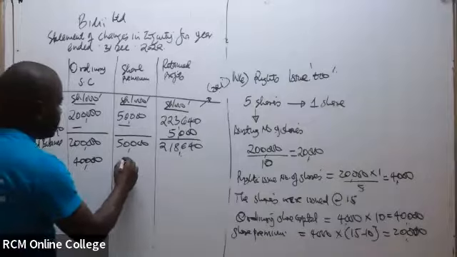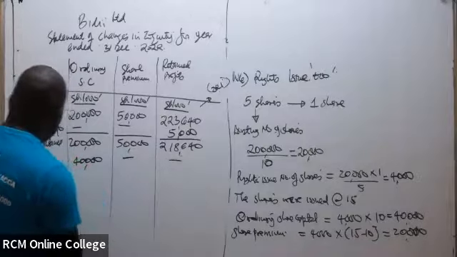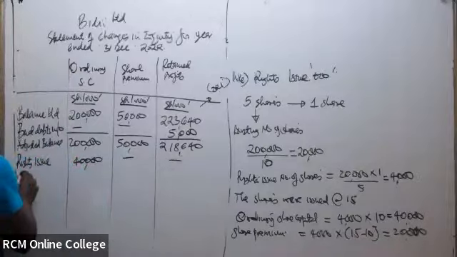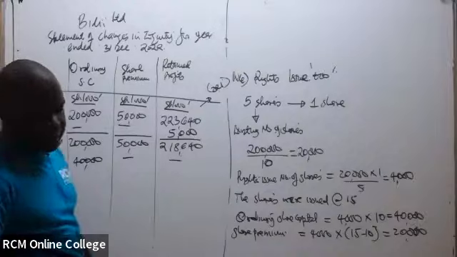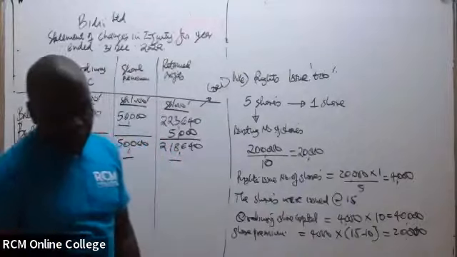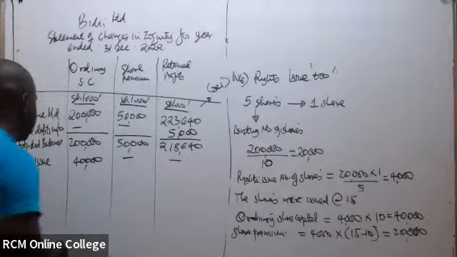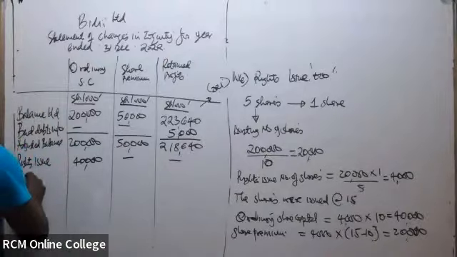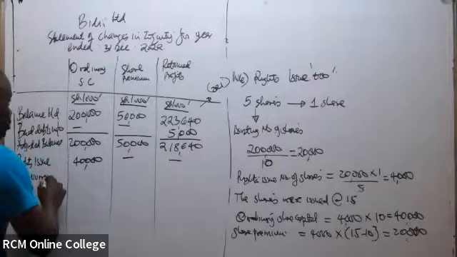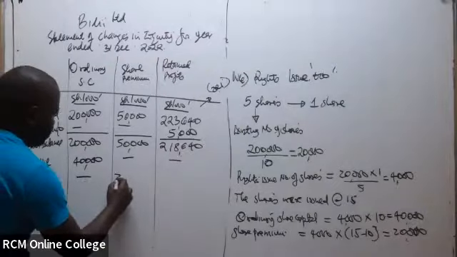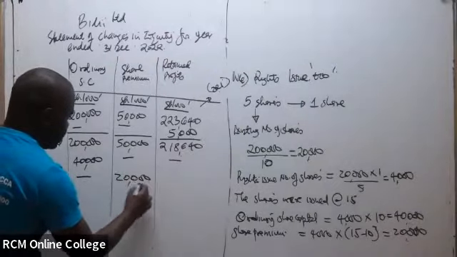Then, of course, we have the rights issue. The rights issue affects the ordinary share capital with 40 million. Then we have the share premium on the rights issue. The premium realized on the rights issue is exactly 20 million, so it will add to that.